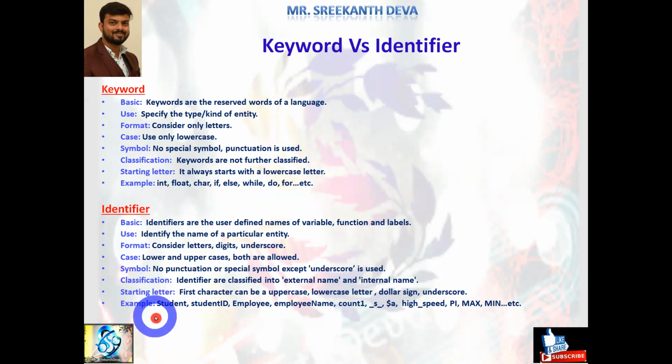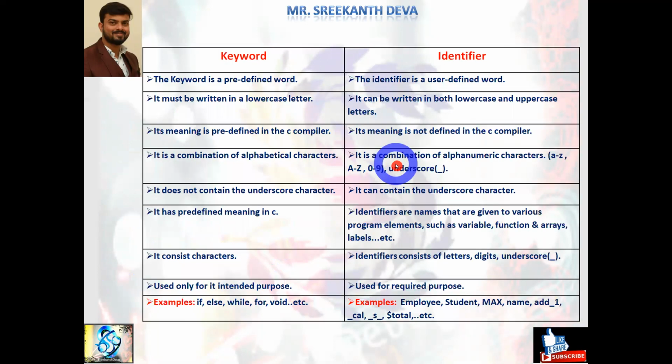The examples of identifiers are user defined names like student, student ID, student name, student course, employee, employee name, employee ID and so on, like count1. Underscore s underscore is a valid identifier, dollar a is also a valid identifier, high underscore speed is also a valid identifier. For declaring constants like pi, max, min, these are all user defined identifiers. So these are all the major differences between keywords and identifiers.